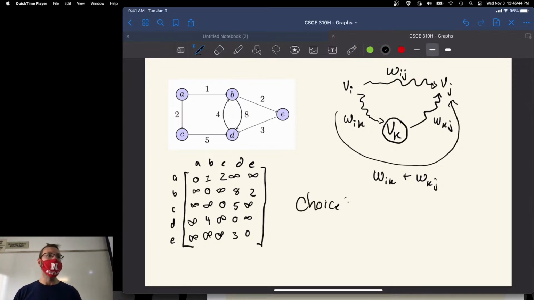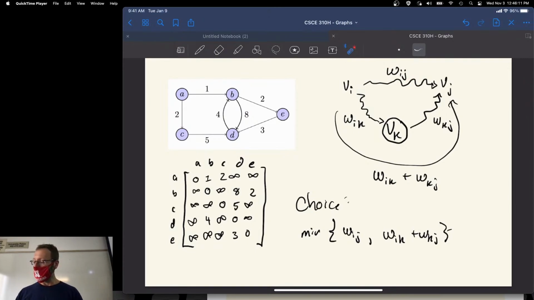If you want to minimize the distance, you take the lesser: the minimum of w sub ij and w sub ik plus w sub kj. And again, you can break ties arbitrarily. If both of these are infinite, for example, you don't update it. If you want to stick with what you found so far, then do so, or you can always prefer the new one if it's a tie. Of course, if they are not equal, then you have to choose the minimum in order to minimize the distance.